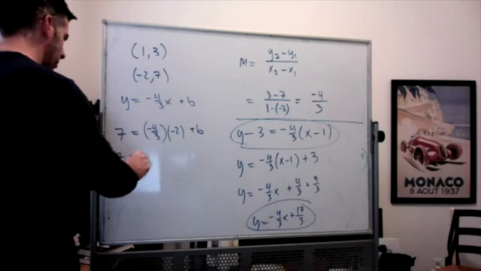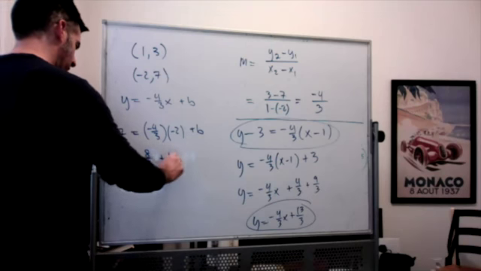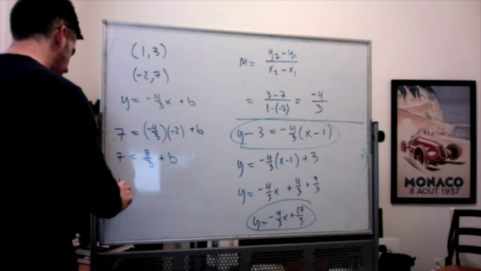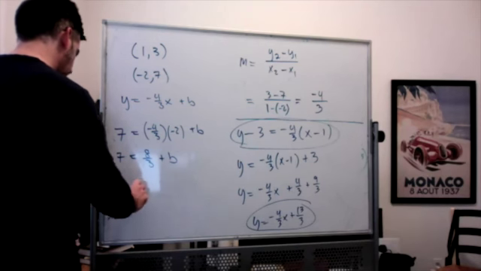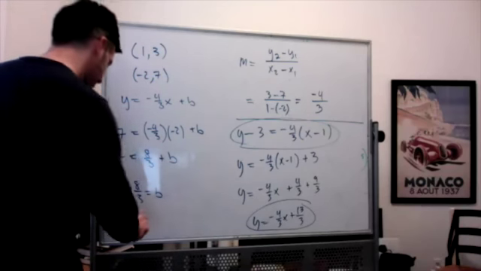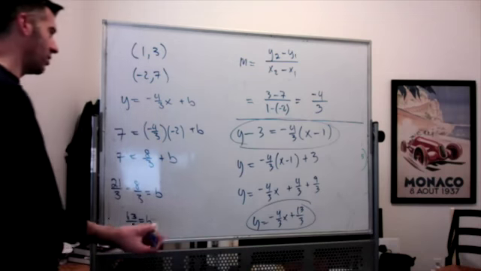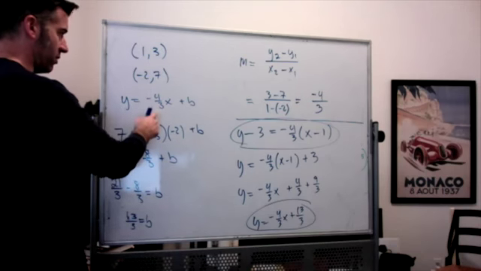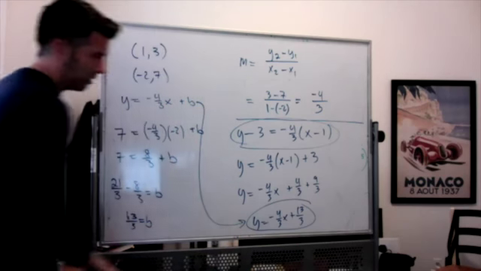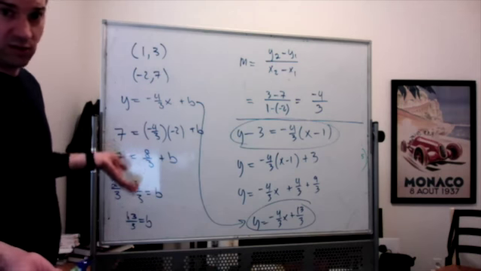So 7 equals negative 4/3 times negative 2, which is positive 8/3, plus b. Subtract 8/3 from both sides. So 7 is 21/3 minus 8/3 equals b, and 21 minus 8 is 13. So 13/3 equals b. So we end up getting y equals negative 4/3 x plus 13/3, which is the same thing we got right there. So either way you do it, you'll get the right answer. You should just do whatever works for you.